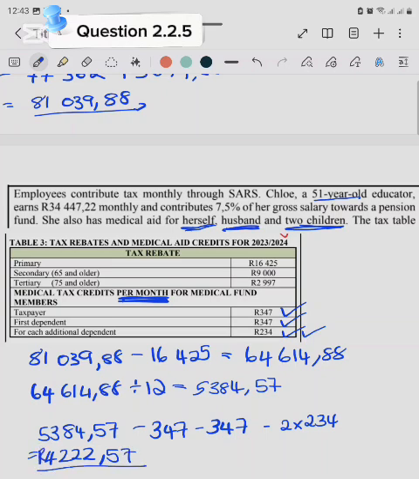Now the question did ask us whether she was correct in saying her tax was about 5,000. And she was not correct in the statement that she gave, so we need to say, therefore, you can either say not correct or invalid. And that is the end of that question.